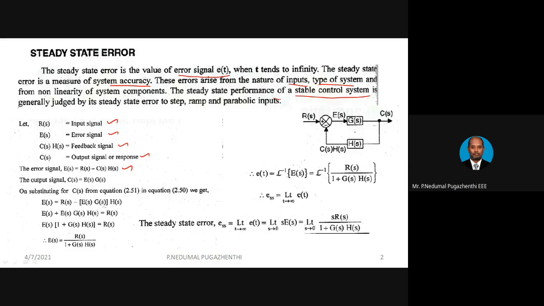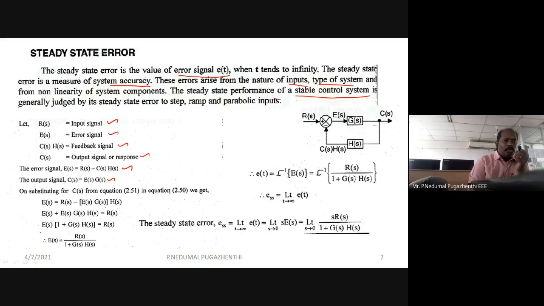And what is C of S? C of S can be described as G of S into E of S. And if you manipulate all this and substitute that in this relation, you are able to derive the relationship between the error and the system. So error E of S is equal to R of S into 1 by 1 plus G of S H of S, where R of S is the input and 1 by 1 plus G of S H of S is the transfer function between E of S and your R of S in general.